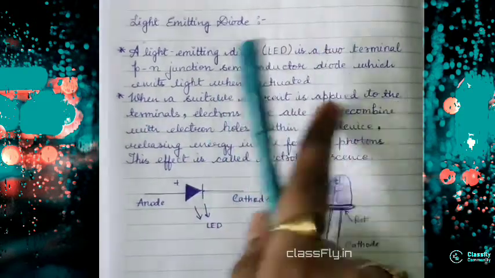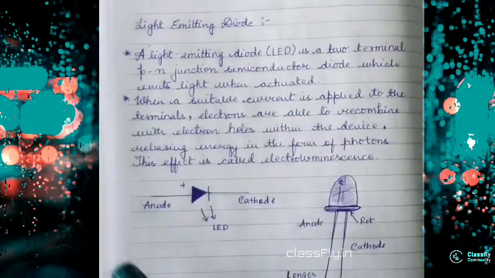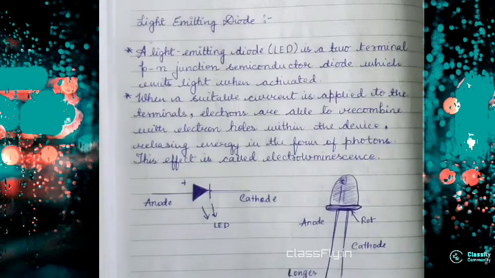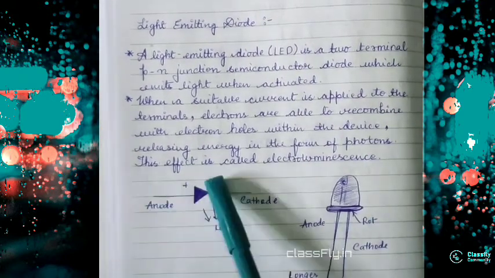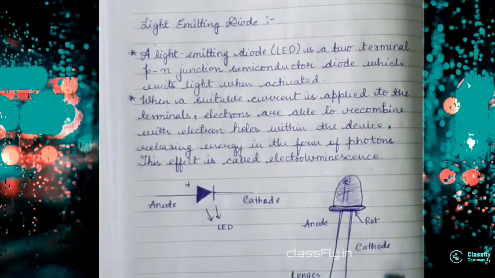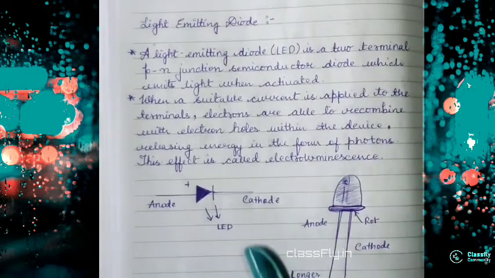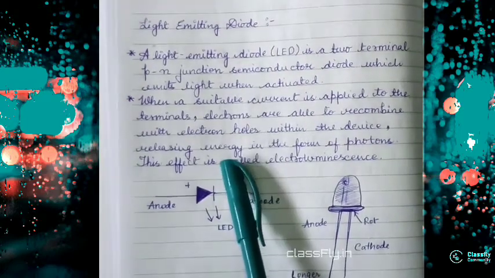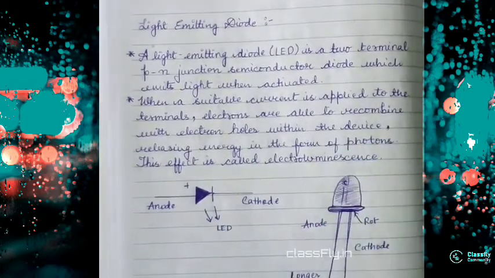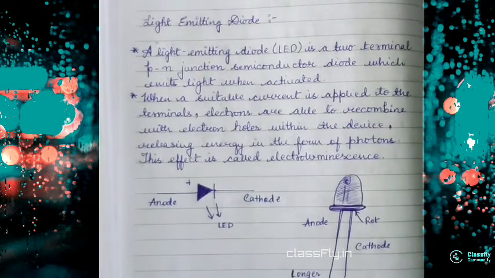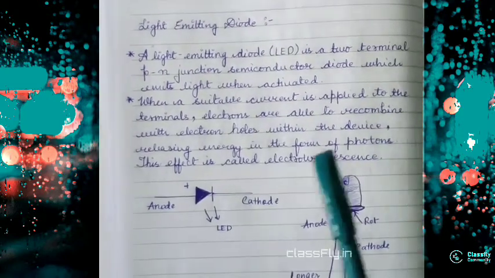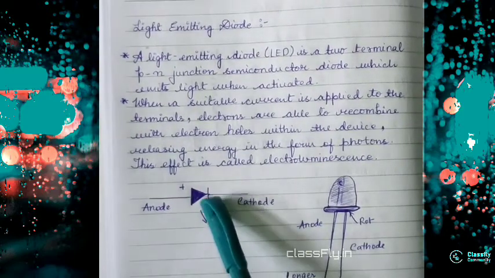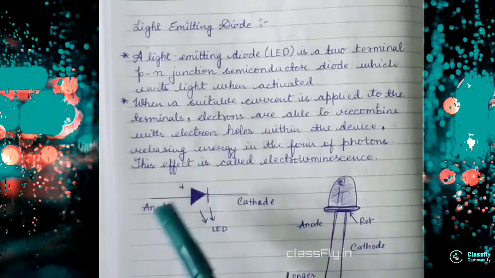When a suitable current is applied to the terminal, electrons are able to recombine with holes within the device, releasing energy in the form of photons. This effect is called electroluminescence. So whenever it gets a suitable current at the terminal, electrons start recombining with the holes and release energy in the form of photons. You can see this is a simple PN junction diode, and the arrow specifies that this is the LED.